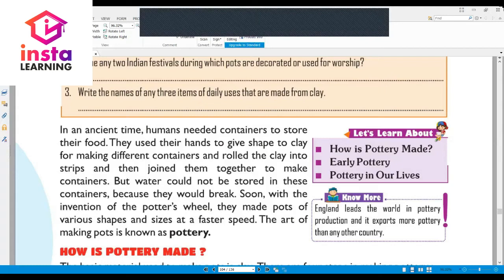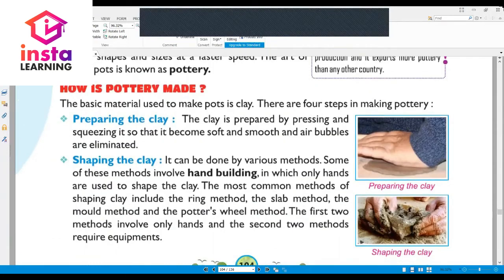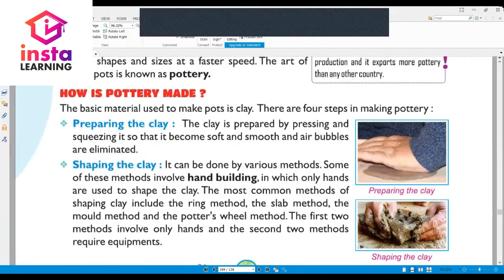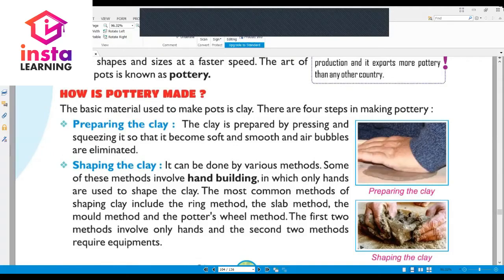Soon, with the invention of the potter's wheel, they made pots of various shapes and sizes at a faster speed. The art of making pots is known as pottery. How is pottery made? After seeing the video, I am sure you will have to hardly go through this chapter. The basic material used for making pots is clay. There are 4 steps. First, you prepare the clay. The clay is prepared by pressing and squeezing it so that it becomes soft and there are no air bubbles.